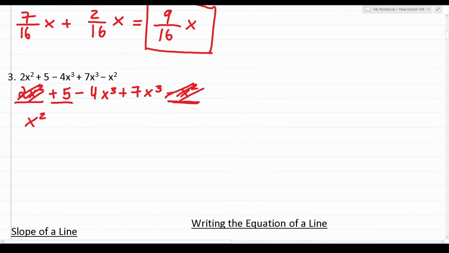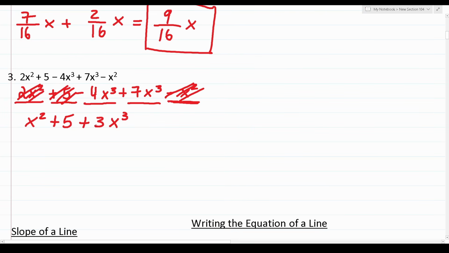Next, we just have 5, which is a whole number, and there's no other whole numbers in this expression. So for the time being, I'm just going to copy down that 5, then I'm going to cross it out. Finally, we have negative 4x to the third. That is to say, we have the letter variable x raised to the third power, and we should recognize by now that 7x to the third power is its corresponding like term. Therefore, we can combine these two. Again, I would read this as 7x to the third minus 4x to the third. So that's going to be plus 3x to the third.